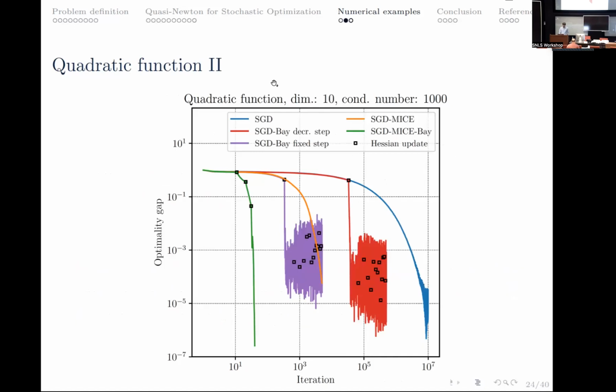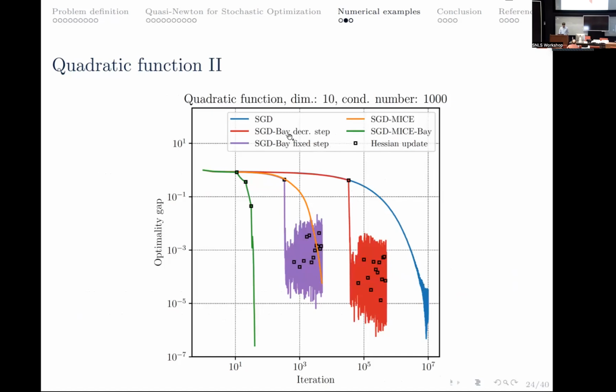So here are the results. Here I am showing you the optimality gap per iteration. All methods were run for the same amount of gradient evaluations. And what we have here in blue is SGD. You can see that it takes 10 to the 7 iterations to converge.